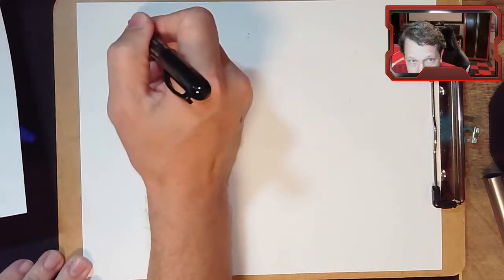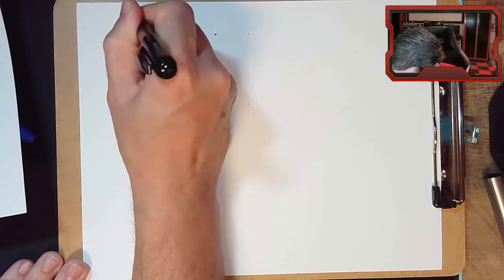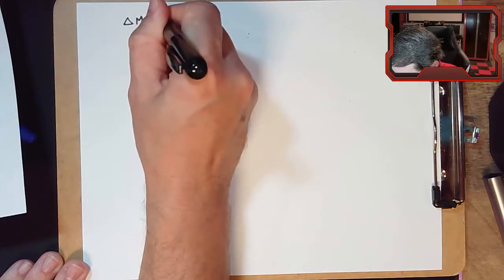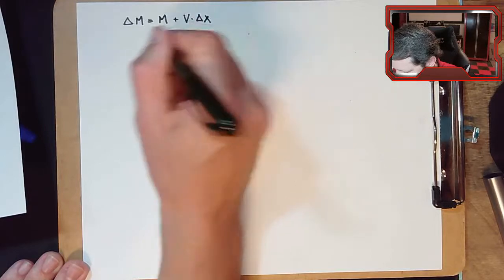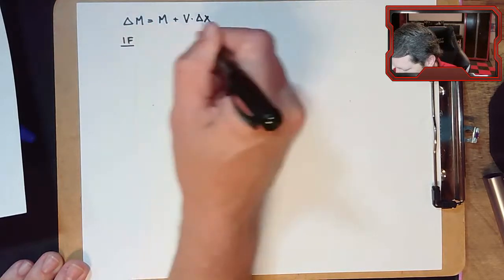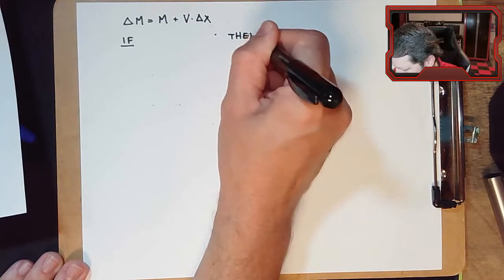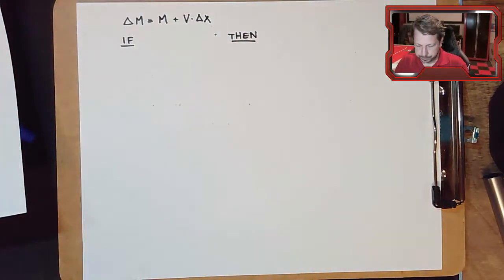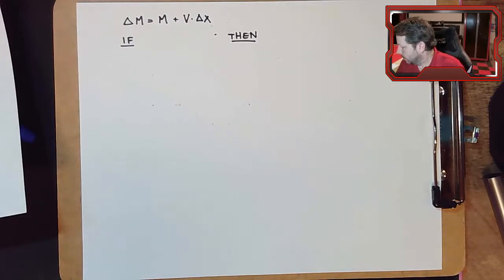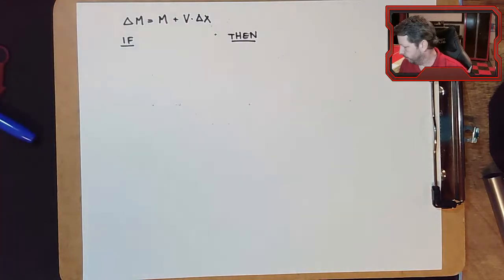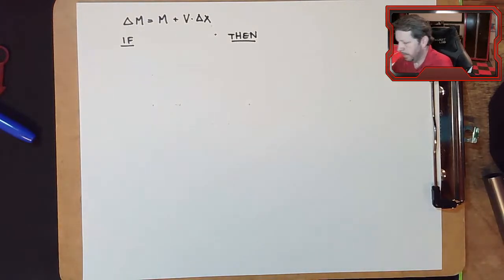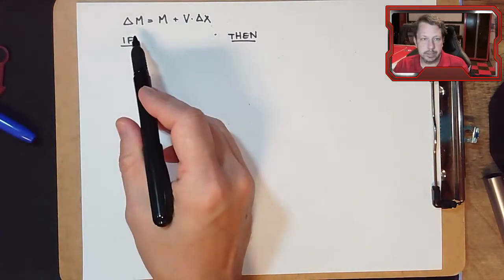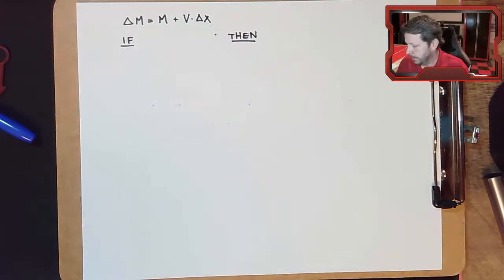just came up with. Delta M equals M, the concentrated moment, plus V times delta X. And we're going to write our if-then equations based on that. All right, so we would have basically two scenarios. Well, one where they're both 0 and there's no change in moment, so that's possible.